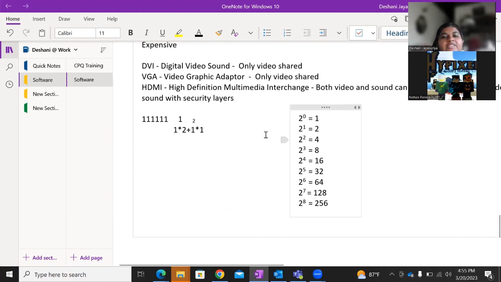Next, 2 to the power 2 is 4. So we are going to get that. Next, we take 1 into 2 to the power 3.